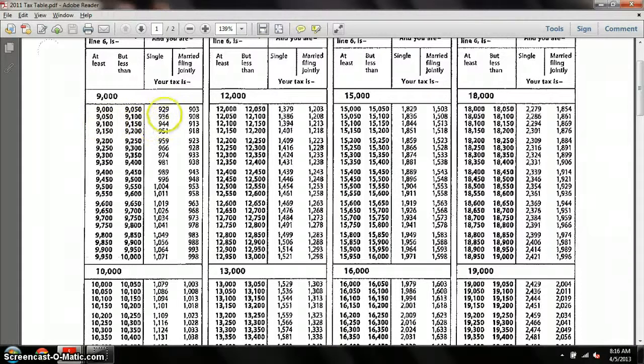Now we move over. Here it says if you're single, you're going to use this first column. If you're married filing jointly, you're going to use this second column. So remember we said Roberto is single, so we take this 9,100 to 9,150 bracket here, and we can see a single person that fits that bracket. Tax is $944. So this is the amount that we're going to enter on line 10 of the 1040. Easy.